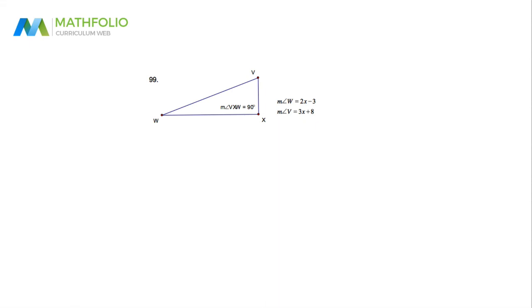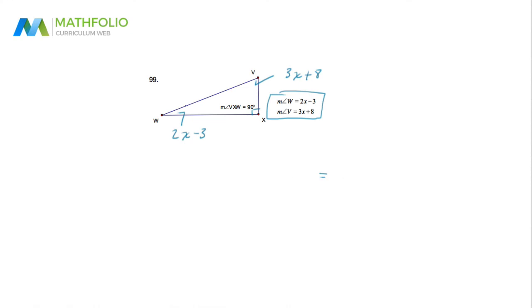Number 99. Okay, we're given some notation here, so I'm going to be a little careful. We see that this is our 90-degree angle. So let's label what we have. This one right here, the measure of angle w, is 2x minus 3. This one up there is 3x plus 8. So we could make a couple of equations.